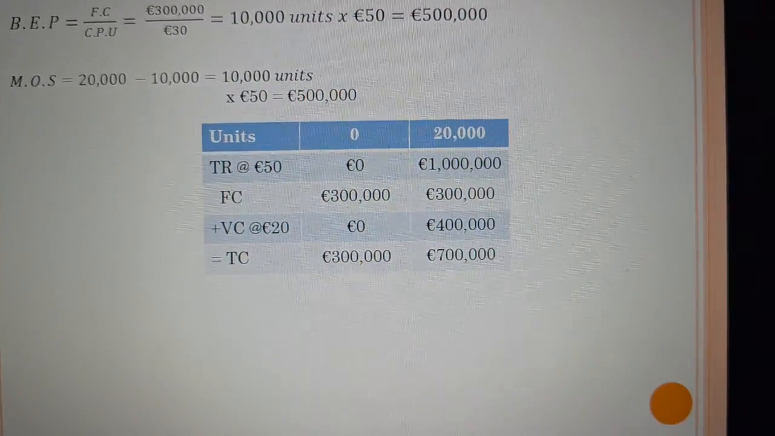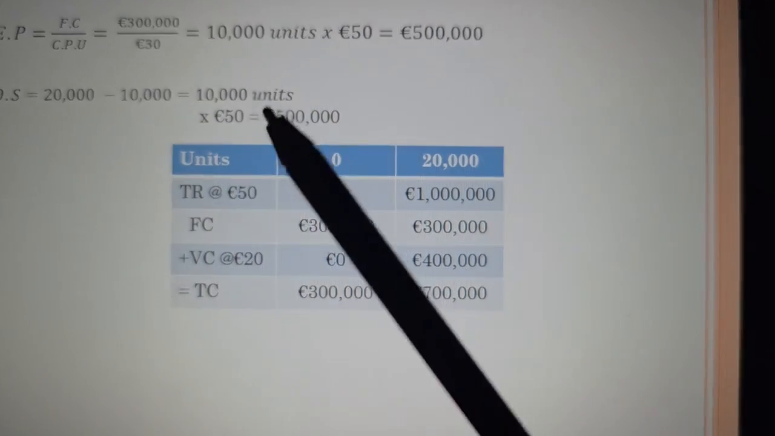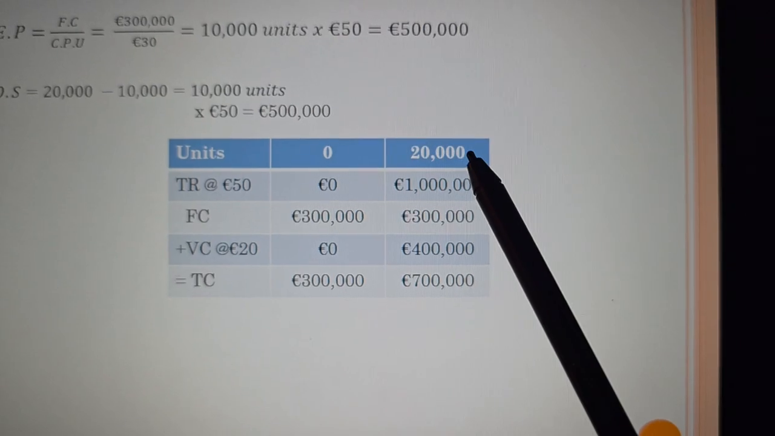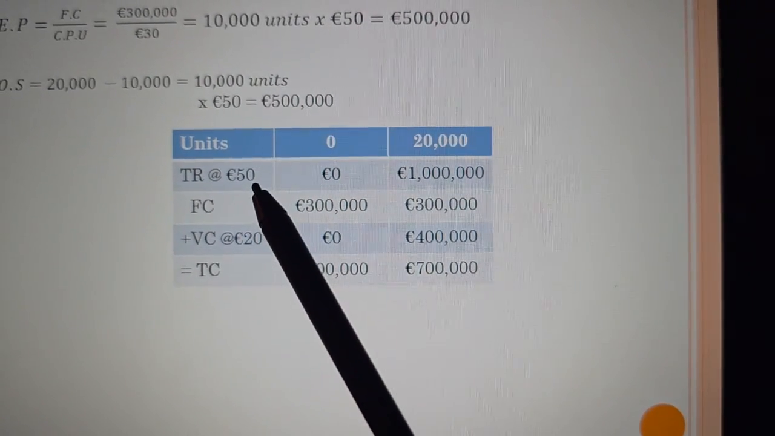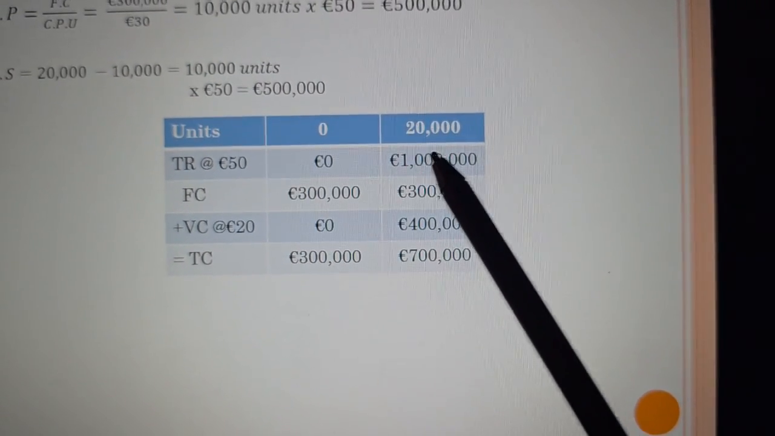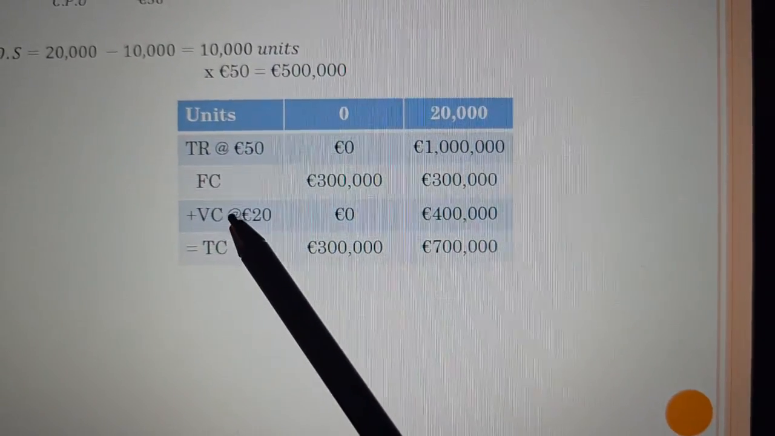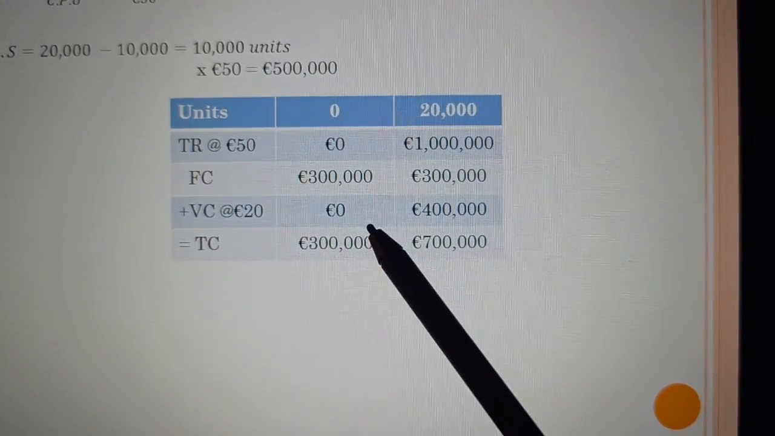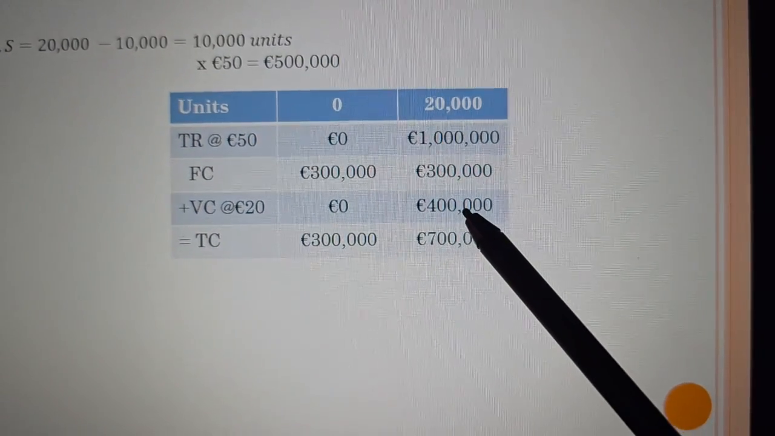My input-output table. I've only done 2 columns. You don't need to do a third, but you can if you want. If you did, I would have had 0 units, then I'd have 10,000 units, and then 20,000 units. So total revenue, if it's selling at €50 a unit, 0 by €50 is 0. 20,000 units by €50 is €1,000,000. Fixed costs were 300 grand constant. Variable cost per unit was €20 a unit. If I produce nothing at €20, it's costing nothing. If I produce 20,000 units at €20 a unit, it's costing 400 grand.